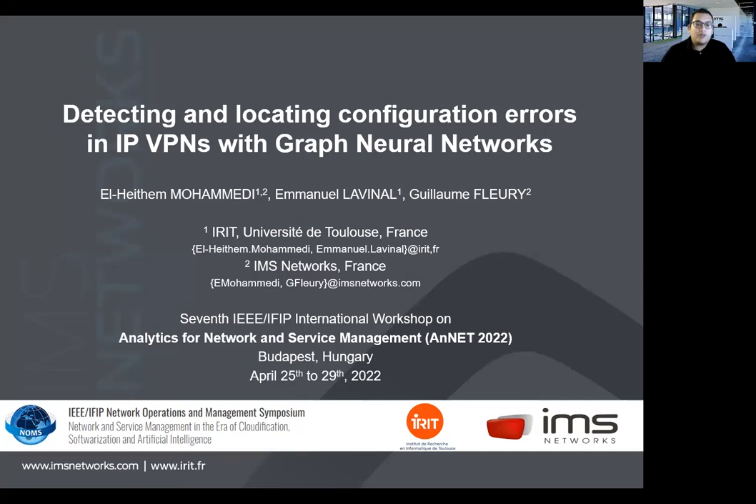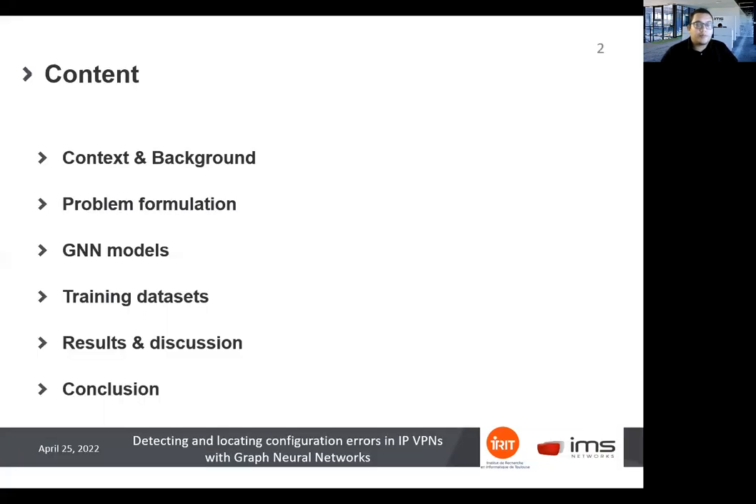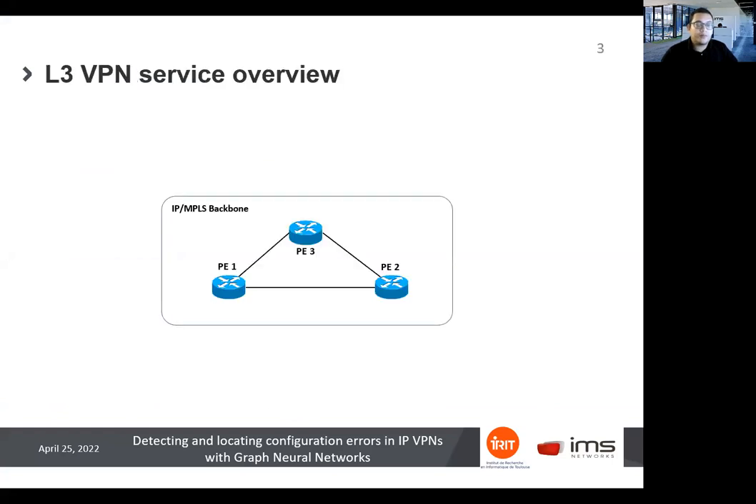Today I will present to you our work about detecting and locating configuration errors in IP VPNs using graph neural networks. The presentation will proceed as shown on the slide. I will start by explaining the context, and after I will detail our contribution. And at the end, I will conclude. After that, I show you the results.